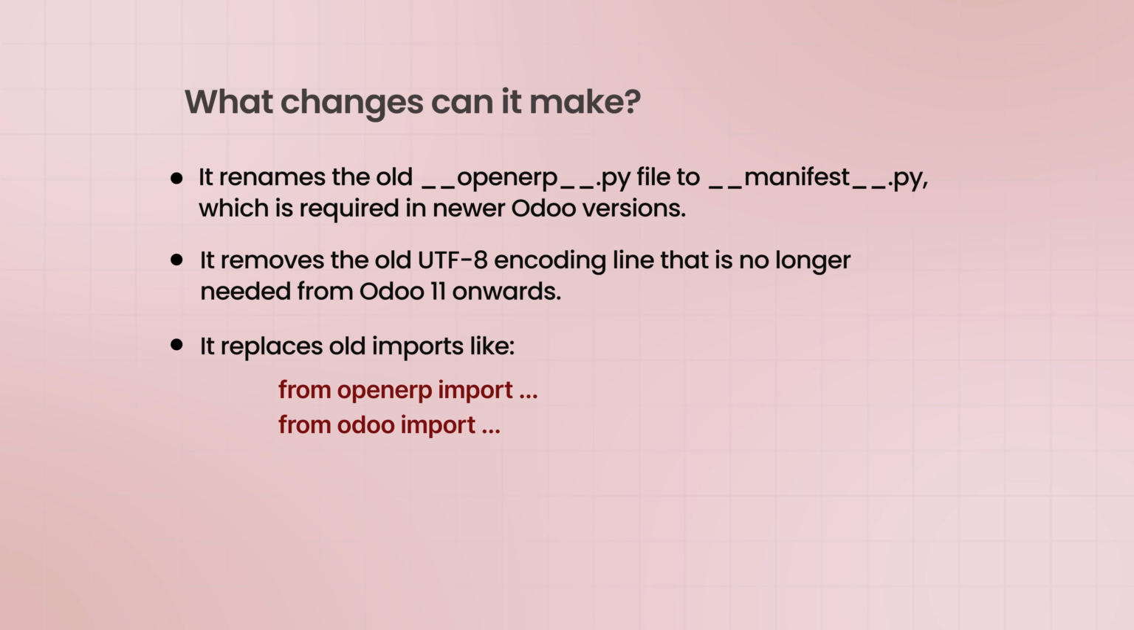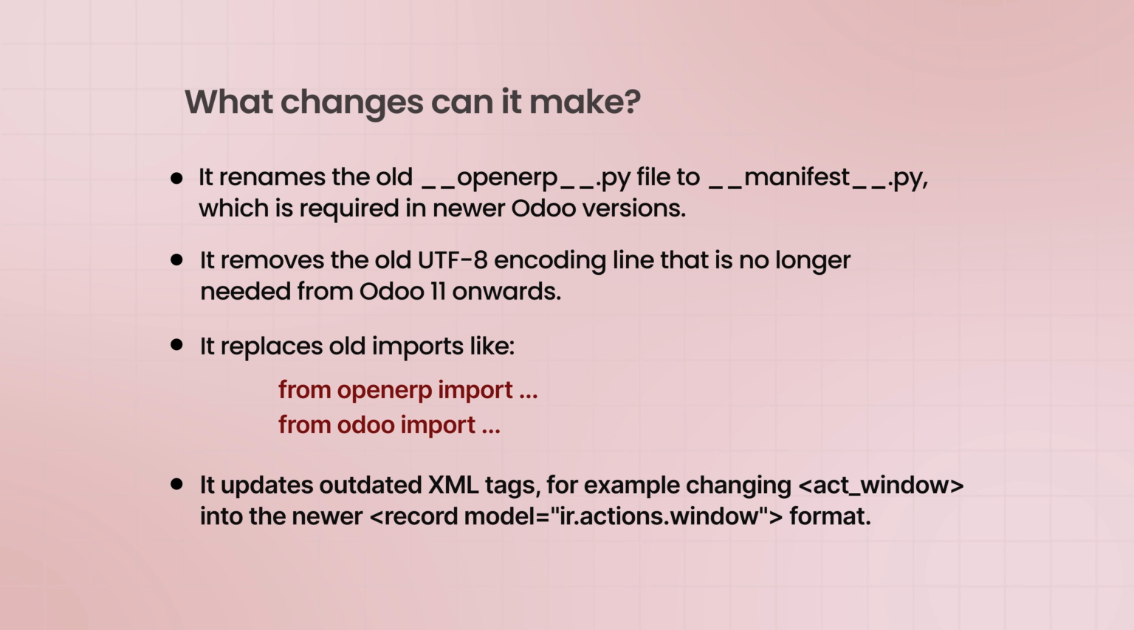It can also remove old migration folders that are no longer required, and it updates outdated XML tags. For example, the act window into the newer record model format and the tree tag into the list tag. So these are just a few examples. The library includes many migration rules to automate repetitive changes.